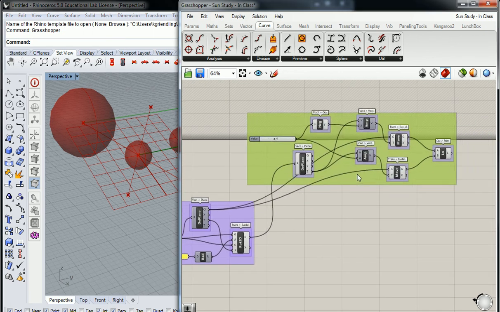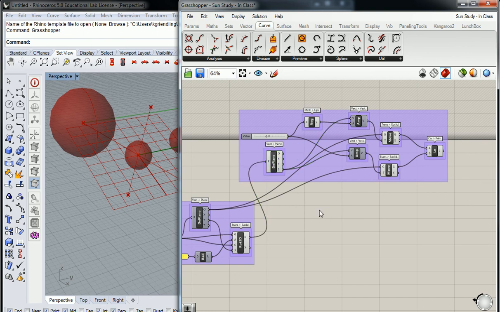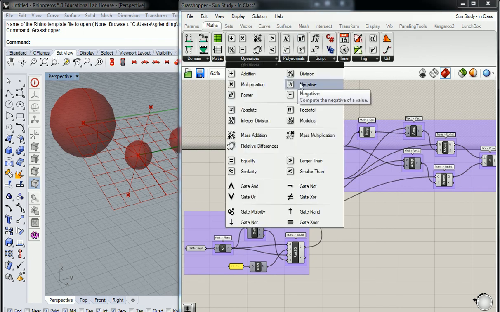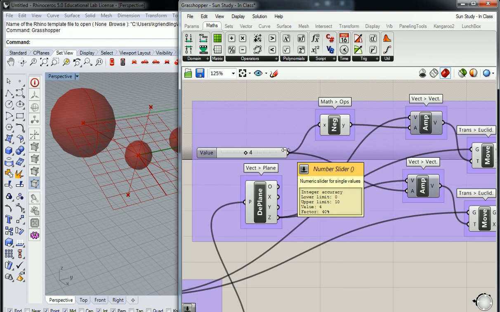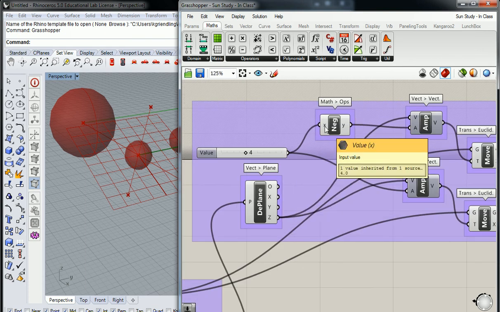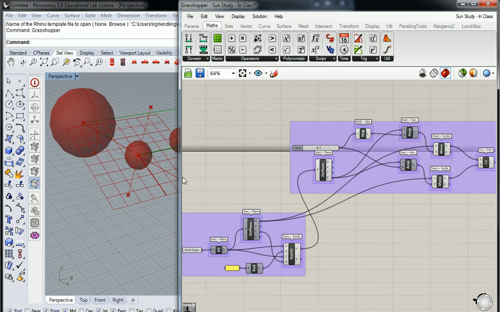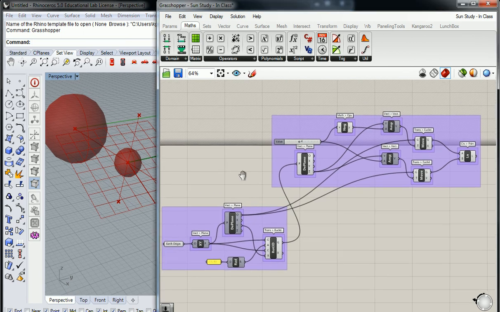Yes? How do you make that one negative? That is under Math and Operators. Negative. So once you drop it in, it becomes negative. Once you plug in a number to it, it turns that number to a negative. Yeah. No, I hovered over it just to show you, right? Because the left side is the input of 4, and the output is -4. Okay, let me get this like that for you so you can all see it.